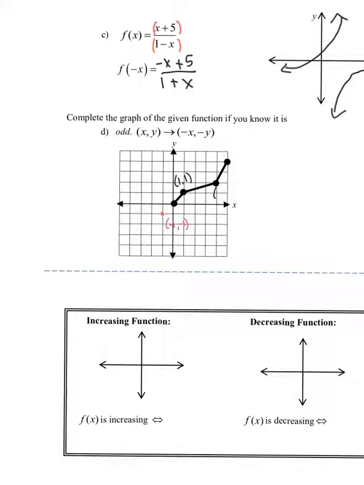negative 1. And if I have the points 4, 2, and 5, 4, hopefully you can easily find that the other points would be negative 4, negative 2, as well as negative 5, negative 4. And then you can draw in your lines. Sorry, I don't have a straight edge. And it should look symmetric with respect to that point there, right? Everything's kind of reflected through that point.